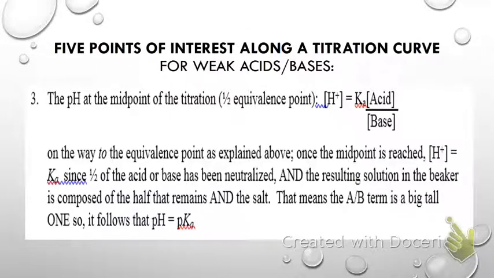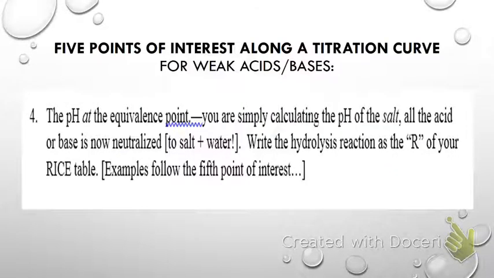All you have to do is take the negative log of your Ka value, and that's your pH. You can do it with the calculation, which is more complicated, but why would you? Because you can just go, oh, I've got a Ka value, I can take the negative log, and that's my pH. Only at that half equivalence point. At the equivalence point, you are simply calculating the pH of a salt, which we did yesterday, right?